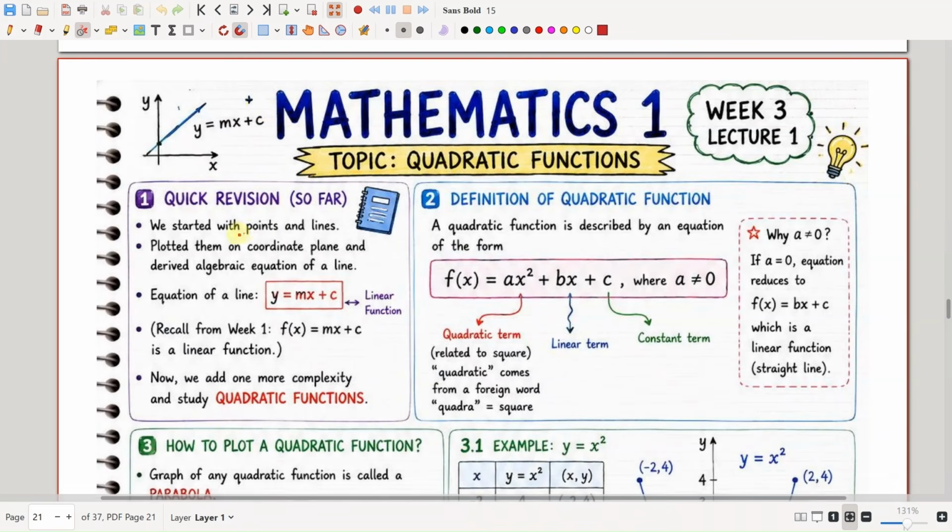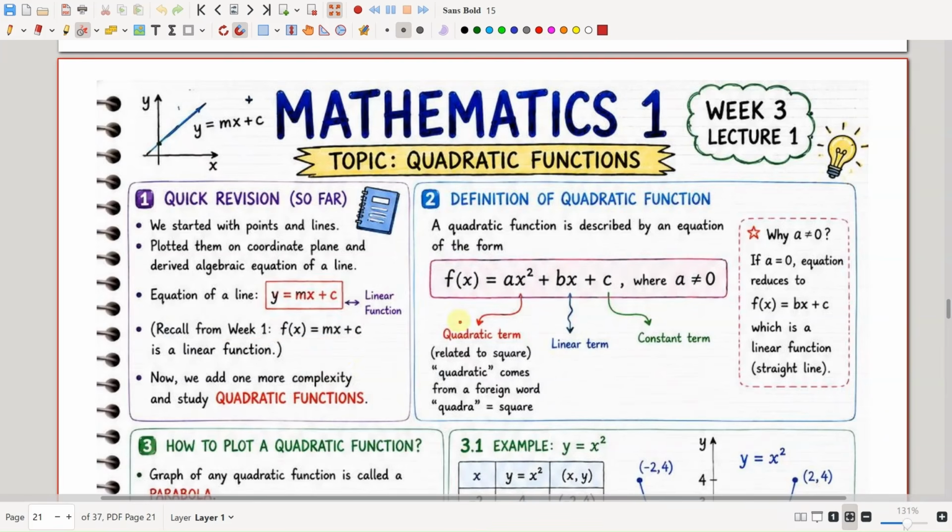We started with some points and lines, and we plotted them in a coordinate plane like this, and we derived the algebraic equation for a line. So the equation for a line will be y is equal to mx plus c. Also we have the point slope form, where y minus y naught is equal to m into x minus x naught, and we found some values to find the distance between the 2 points and all like that. So recall from week 1, f of x is equal to mx plus c is a linear function.